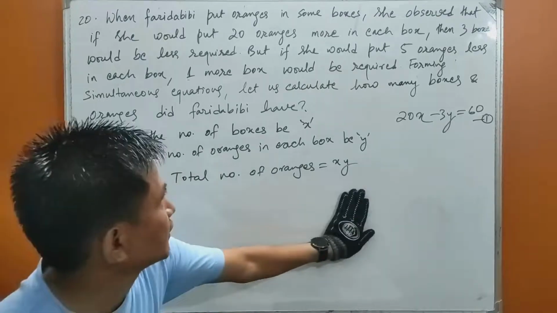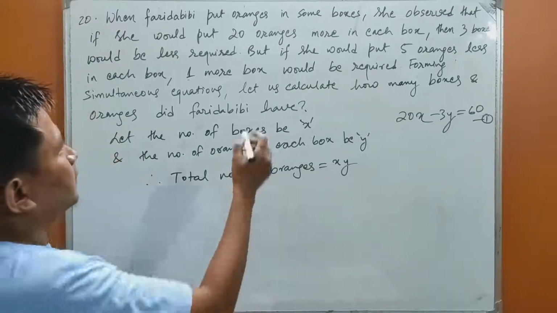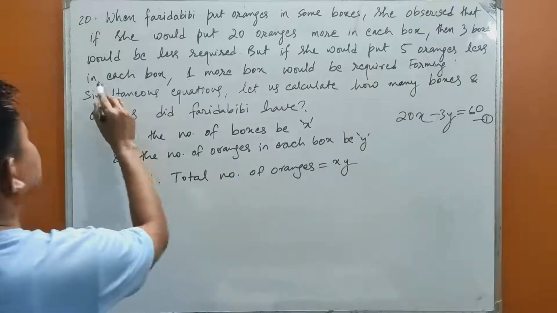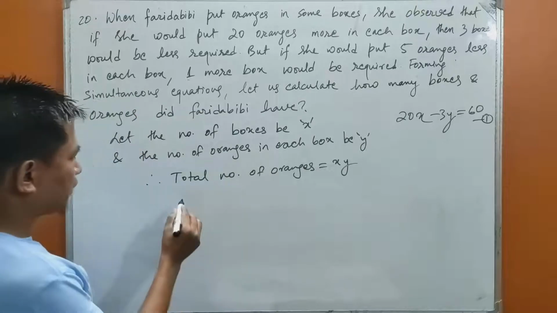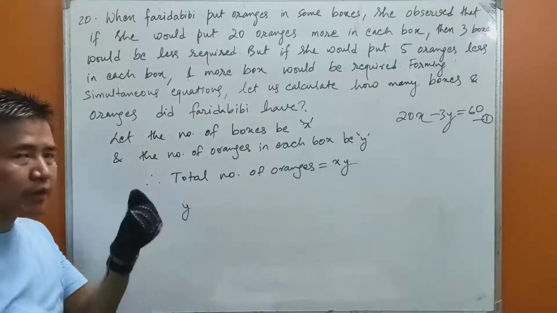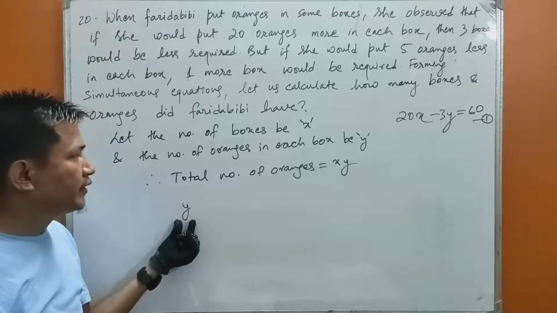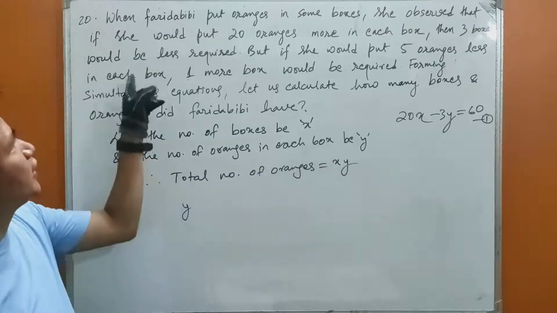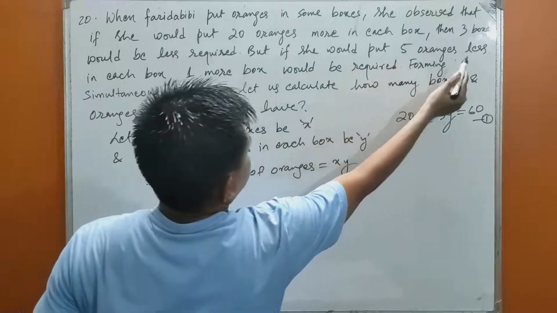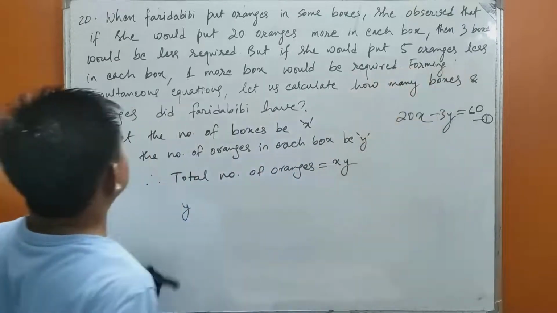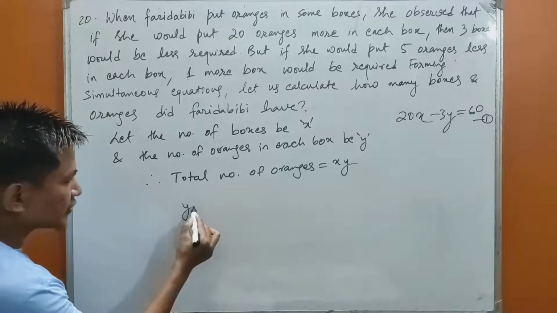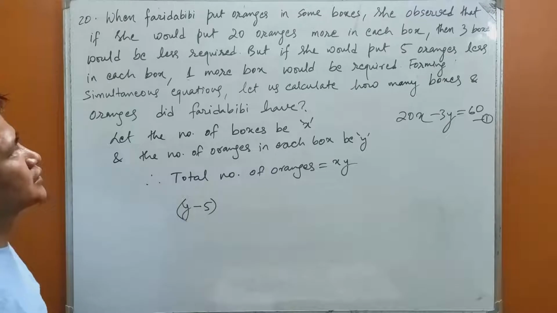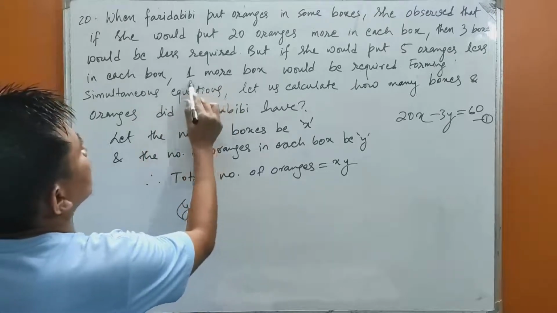Now the second condition is, but if C would put 5 oranges less in each box. Now originally the number of oranges in each box was y, isn't it? If C would put 5 oranges less in each box, then the number of oranges in each box will be y minus 5, isn't it? In that case, C would require one more box.